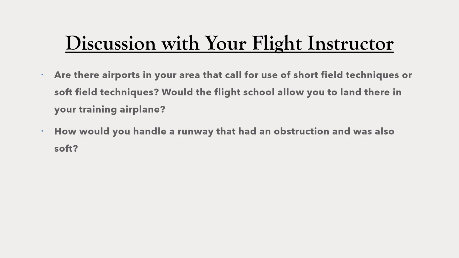Talk to your instructor about how you would handle combinations of circumstances that called on you to pull together some elements from one type of specialty landing with other elements from another type of specialty landing. For example, what if you had an obstruction on the approach to the runway, but the runway itself was soft, not necessarily all that short? What kind of technique would work in that situation?